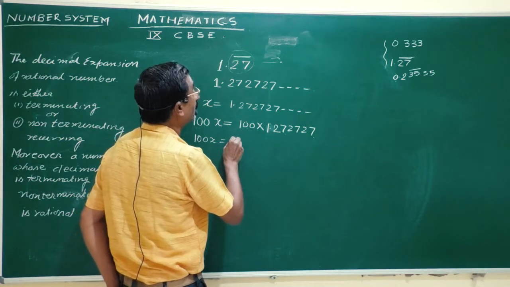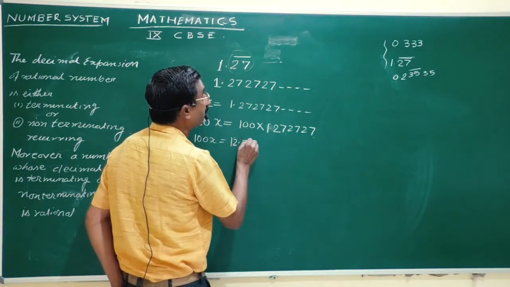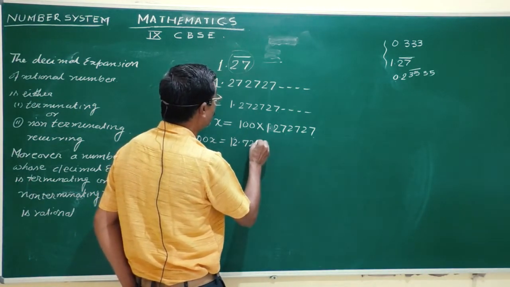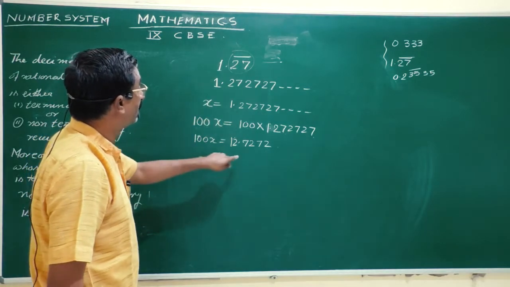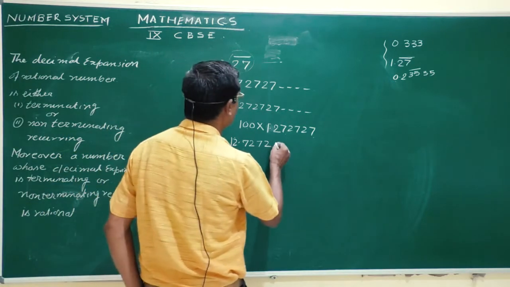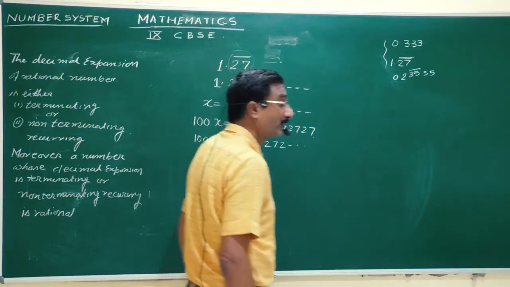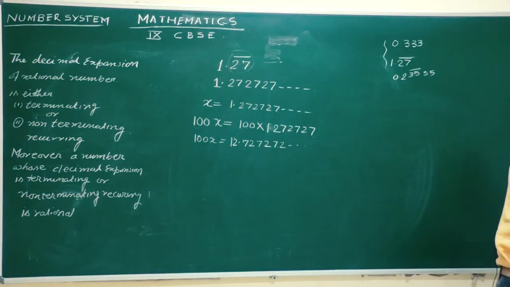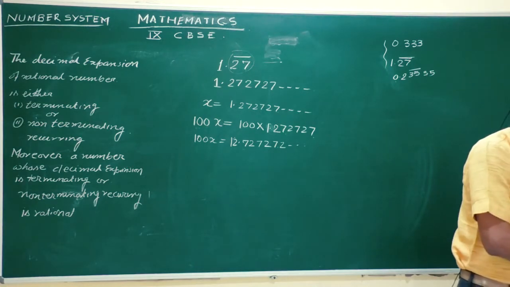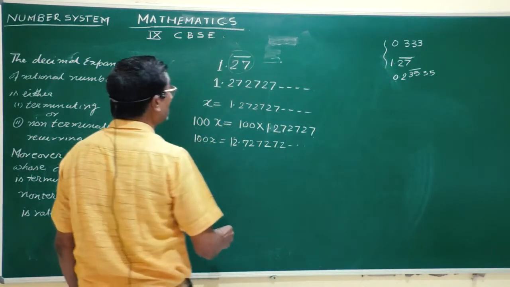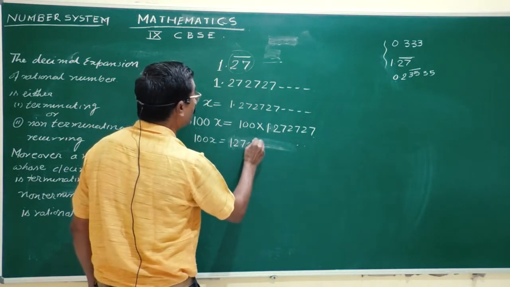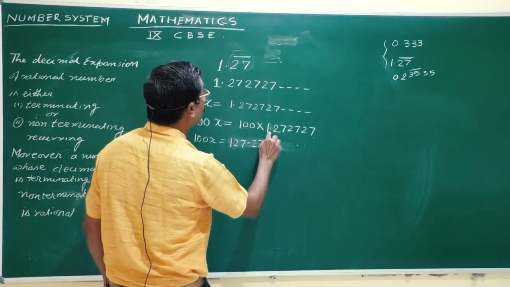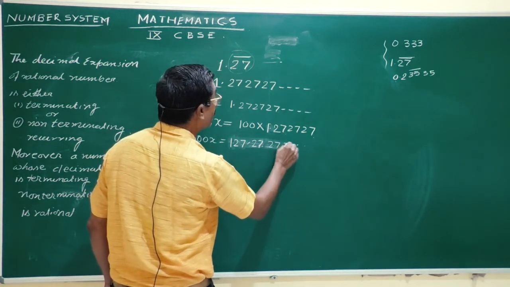So this is 1.27. This is not 12.7, this is 100 multiplied by it, so this is 127, sorry. So this is 127.272727 and so on. Clear?